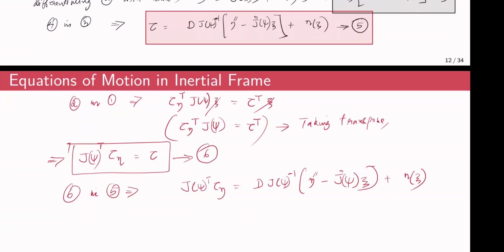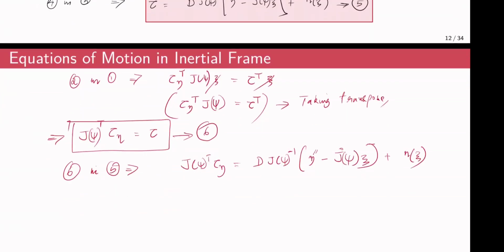And if I bring this term over to the other side of this equality, you will get tau of eta as J of psi inverse transpose D J of psi inverse eta double dot minus J dot of psi theta plus J of psi inverse transpose N of theta.